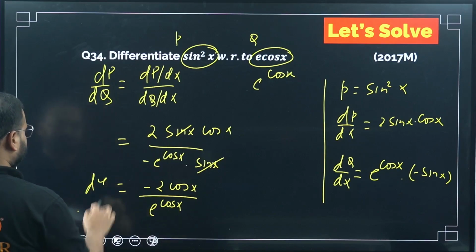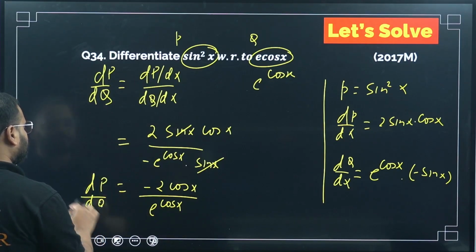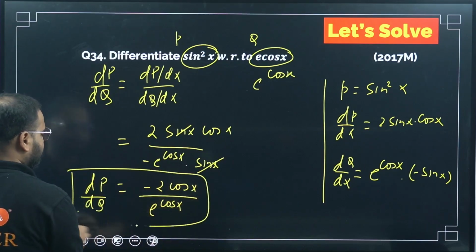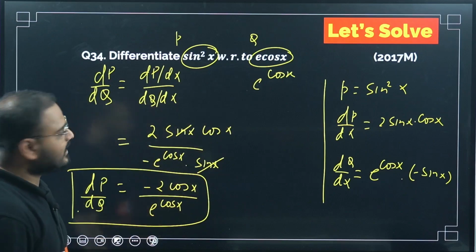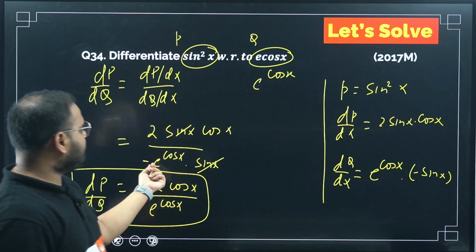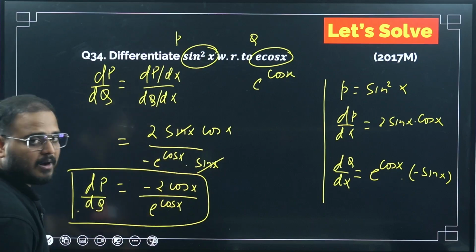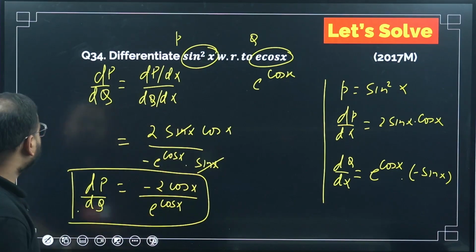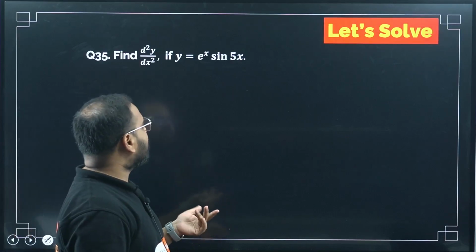Please check here. Differentiation of the first one with respect to the second function. Final answer. Differentiation of this with respect to this. 2 sin x cos x upon minus e power cos x sin x. Sin x goes out. Minus 2 cos x upon e power cos x. Simple. Very, very simple. Okay. We are coming very close to completing the session. We are on 35th question.